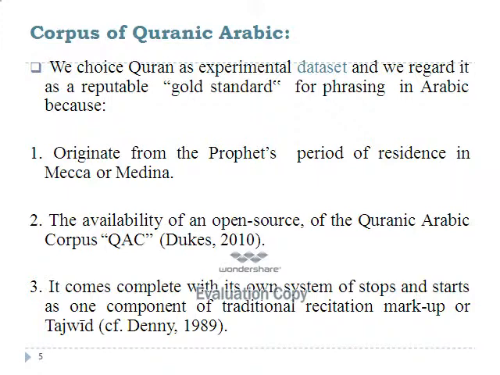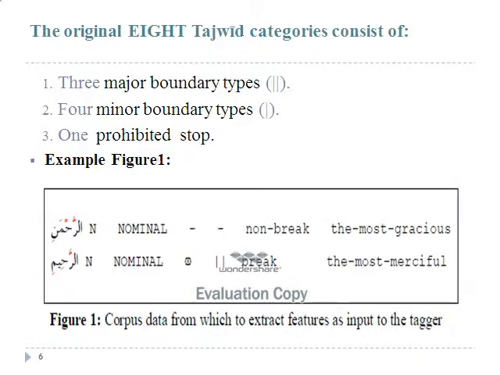The availability of an open source Quranic Arabic corpus, Dukes 2010, comes complete with its own system of stop and start marks as one component of traditional recitation markup, or tajweed, Denny 1989. The original eight tajweed categories consist of three major boundary types, four minor boundary types, and one prohibited stop, annotated by the given marks.